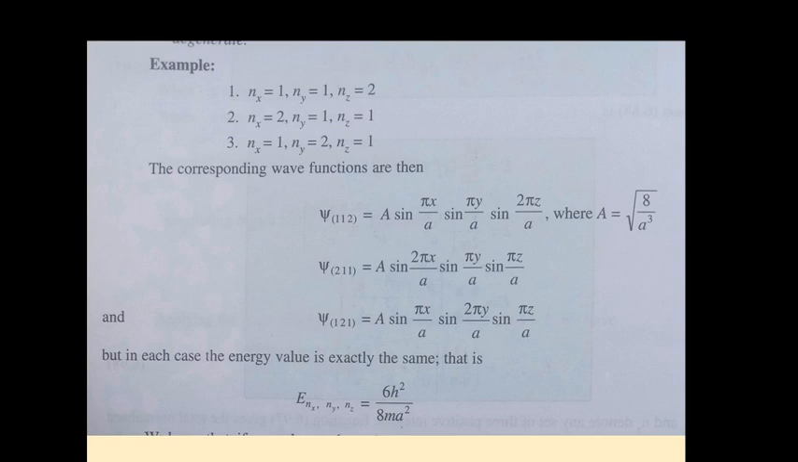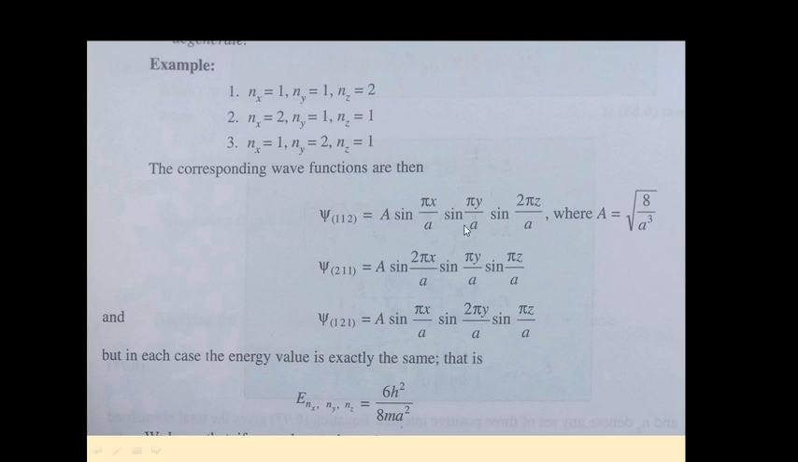Let us take one example to understand the concept of degenerate or degeneracy. We choose the principal quantum numbers nx equal to 1, ny equal to 1 and nz equal to 2. The same thing we can reshuffle and make nx equal to 2, ny equal to 1 and nz equal to 1. Similarly, the third possibility is nx equal to 1, ny equal to 2 and nz equal to 1, and correspondingly there are three wave functions I am able to get.